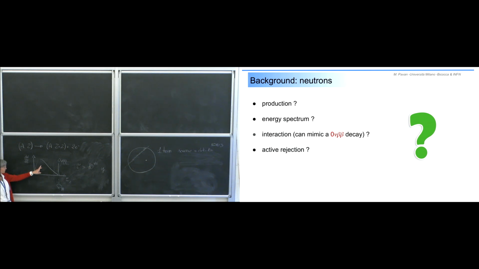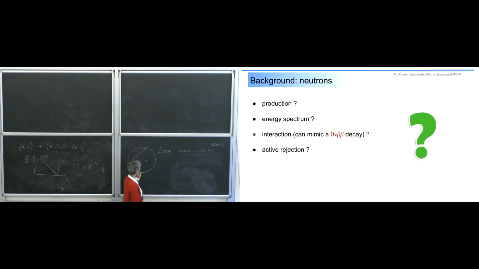And one irreducible background is the tail of the two neutrino double beta decay. And there is no way to distinguish this background from the neutrinoless, because the only difference is that two neutrinos are emitted. I have no chance of detecting the two neutrinos. Everything else is identical. That's not true. What can change? What can change is the single energy distribution.